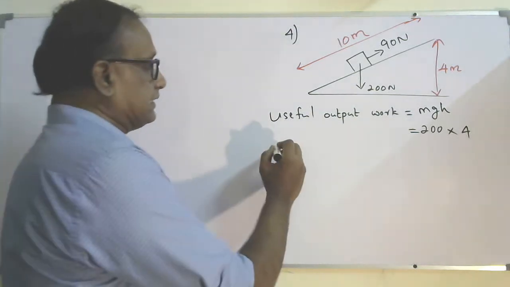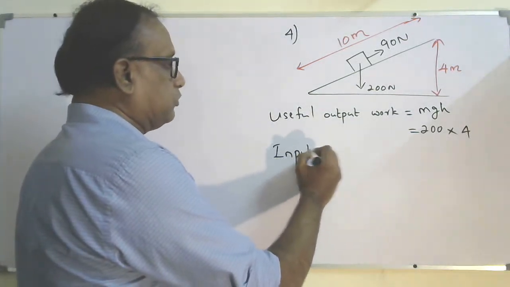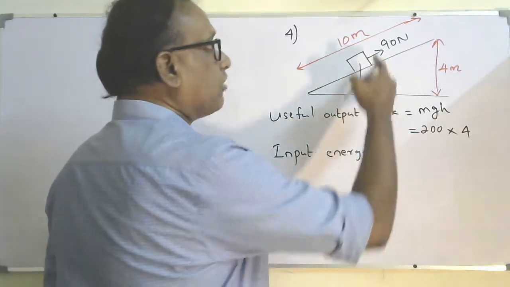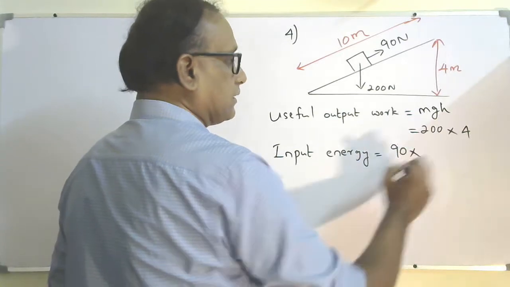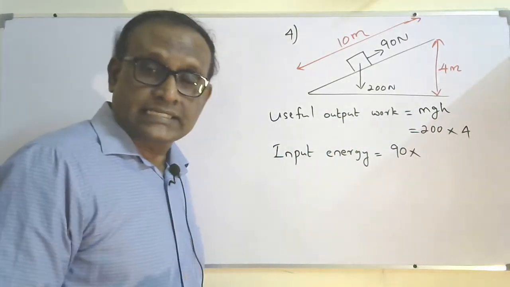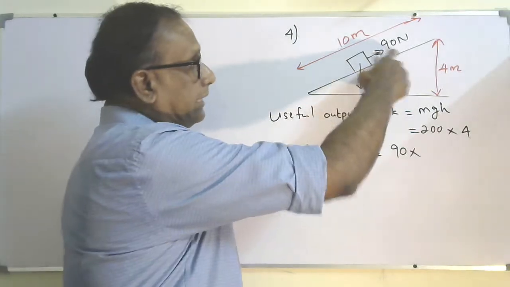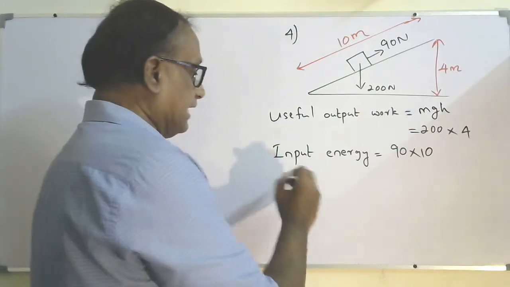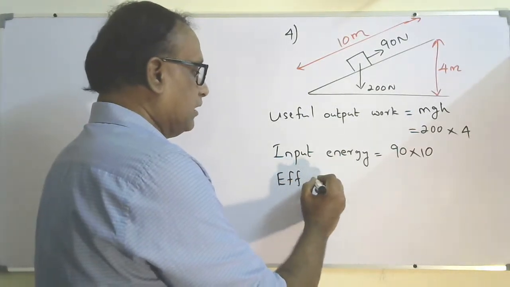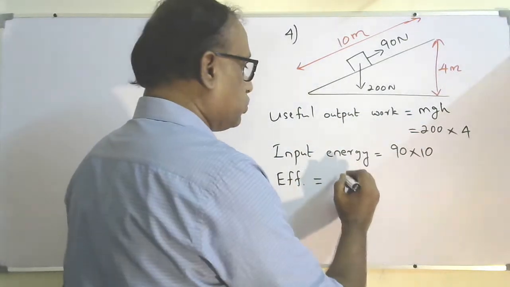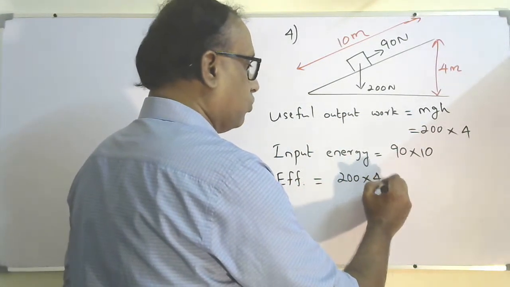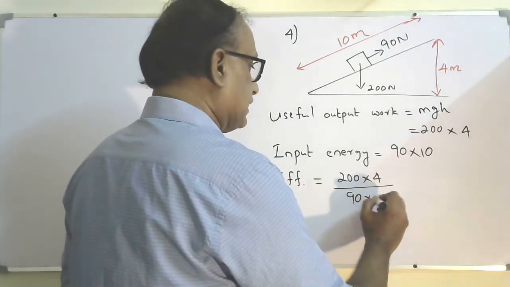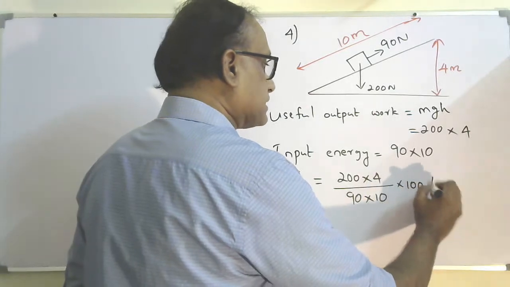So the input energy or input work, that is given by the person, that is, he is applying a force of 90 Newton. Input energy is the work done by the person. Work done by the person is force applied by him and the distance it moved. We know the efficiency is given by useful output work, that is 200 times 4, divided by the input energy, 90 times 10, into 100%.